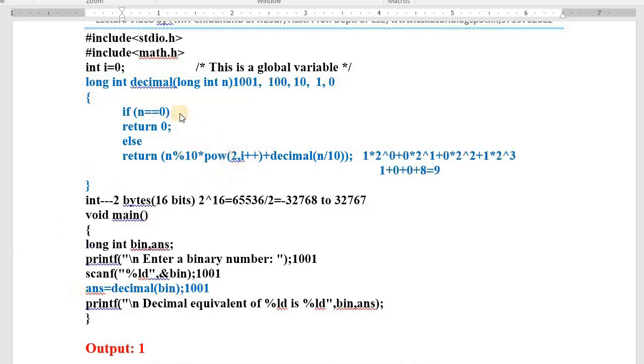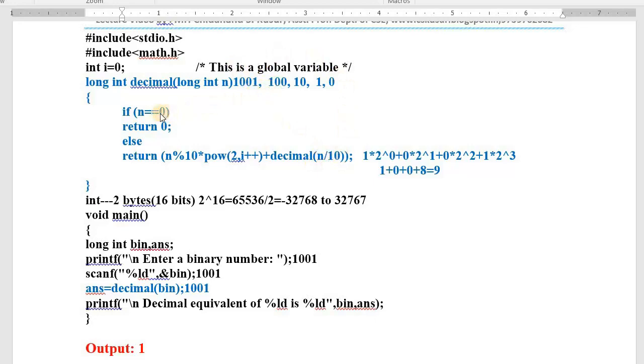Okay, just once again I will explain how this recursive function works. The first time I call this recursive function with 1001. Whenever you pass 1001, is it equivalent to 0? No. That means from 1001, we extract 1. 1 into 2 raised to 0. Then 1001 divided by 10 is 100.1, so we call the same function with one reduced digit, 100.